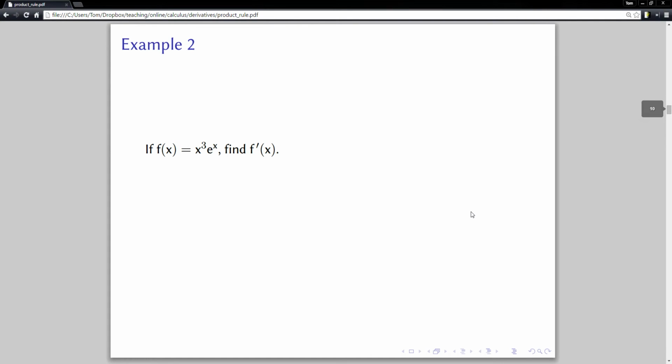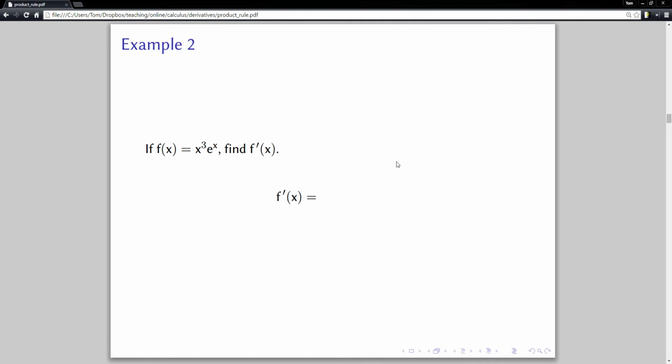All right, here in example 2, I have x cubed times e to the x. We want to find the derivative. So that is a product rule problem. I have this function, x cubed, a power function, multiplying by this exponential function, e to the x, right here. And so we want to use the product rule.